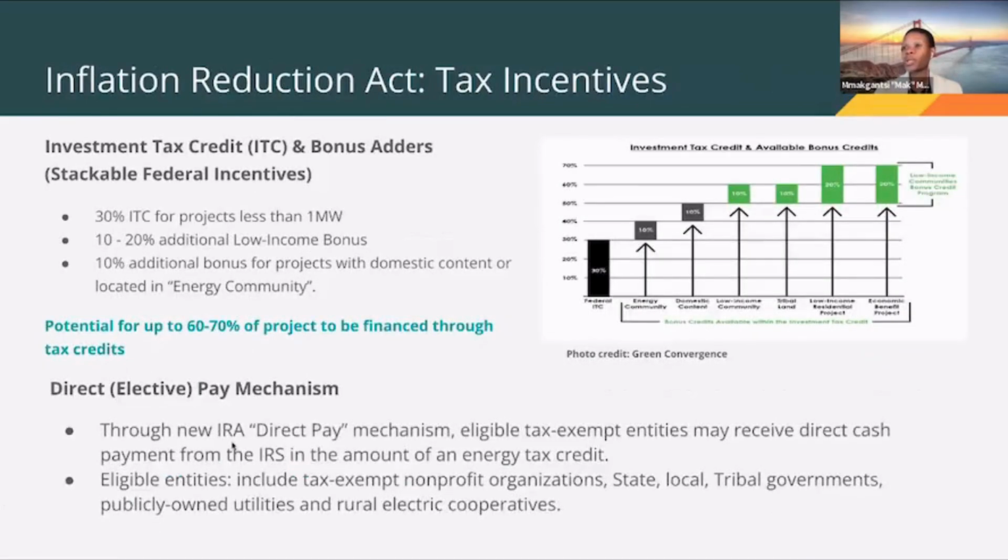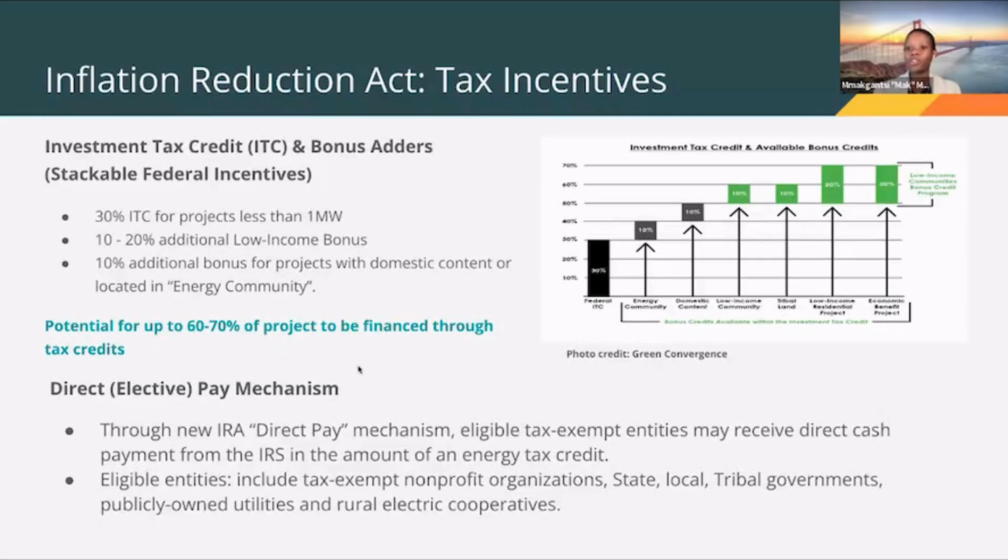Okay, I wanted to quickly just touch on the Inflation Reduction Act, because there have been considerable changes in the last 2 years since the Inflation Reduction Act was passed. One of which is the ITC, which existed before the Inflation Reduction Act, but has been substantially expanded with the passing of the IRA.